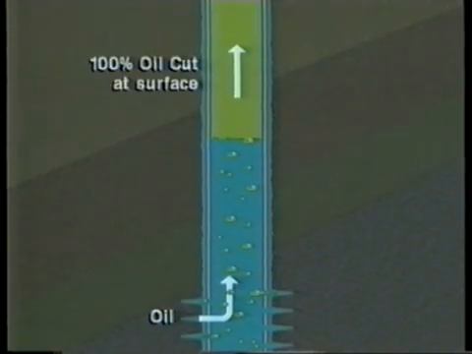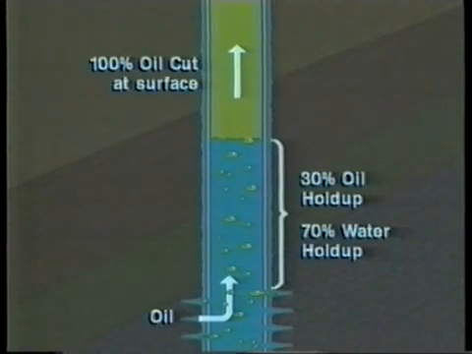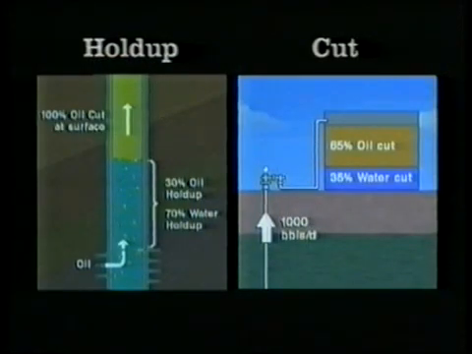We would have a 100% oil cut at the surface, but across the bubbly interval, the oil bubbles might occupy only 30% of the volume, and that interval would have an oil holdup of 30% and a water holdup of 70%. Because of the density difference, water is likely to accumulate downhole in all wells, even when the water cut is small. The difference between the cut and holdup can be dramatic, especially at low rates.